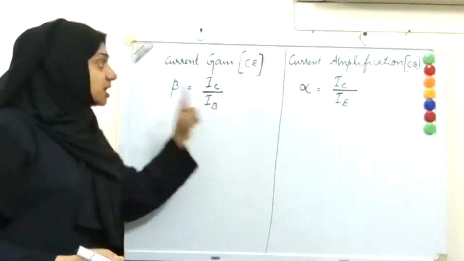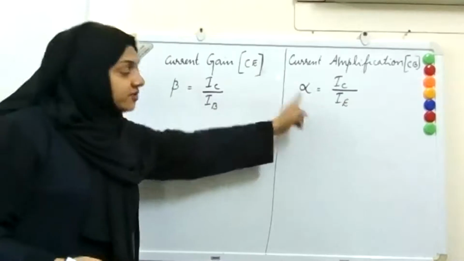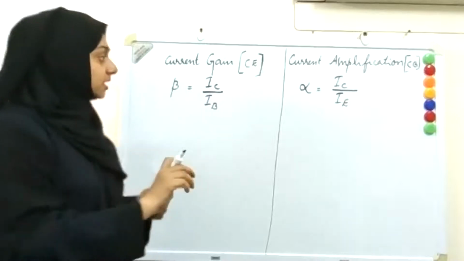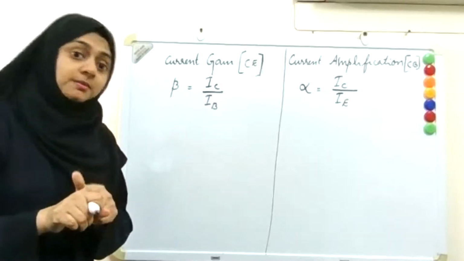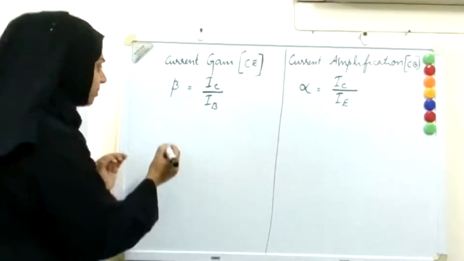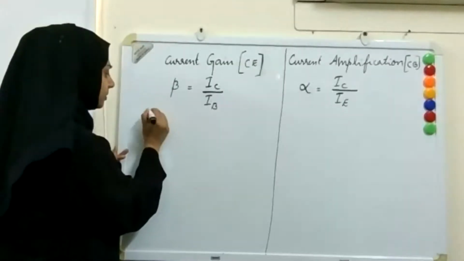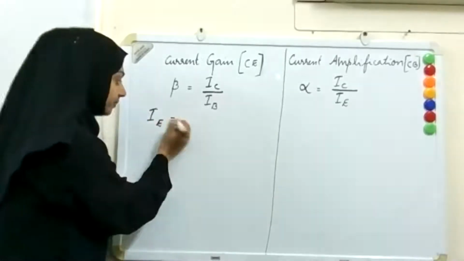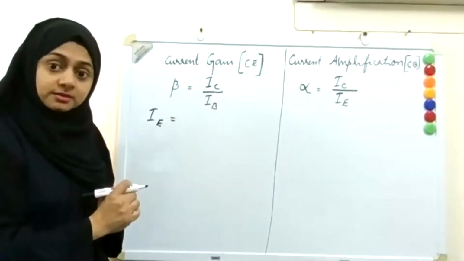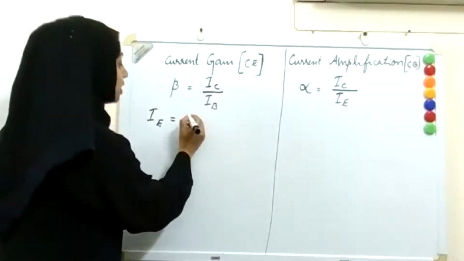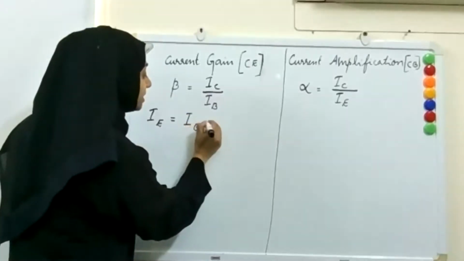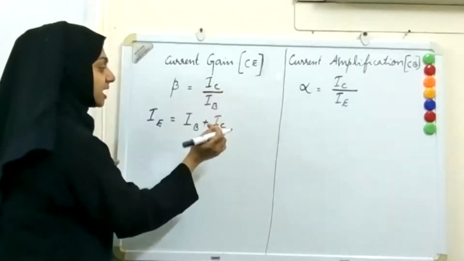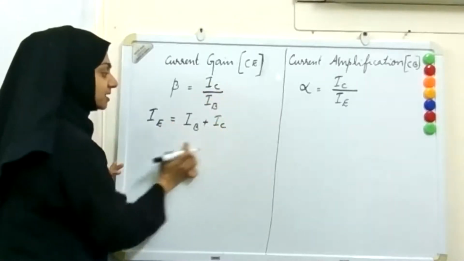I will express beta in terms of alpha and alpha in terms of beta. For both of them, we need one relation, that is between the emitter current, base current, and collector current. Do you remember what is the relation? What is the emitter current? Emitter current IE is equal to IB plus IC. Yes. So IE is equal to IB plus IC. Or here I can represent IB as equal to IE minus IC.